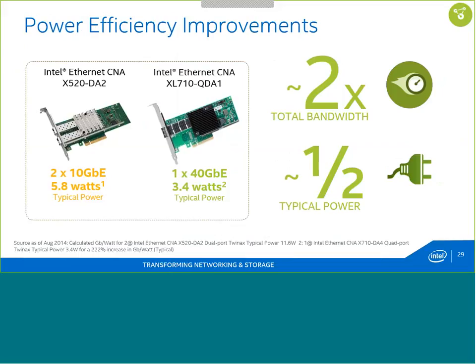Some of the important parts that people don't realize is the power efficiency improvements from even the X520 family that's been so popular, with the 2 by 10 gigabit that had 5.8 watts of total power. The move into the XL710 would replace that card with a 40 gig port running at 3.4 watts. So it's half the power and 2x the bandwidth as far as performance goes.